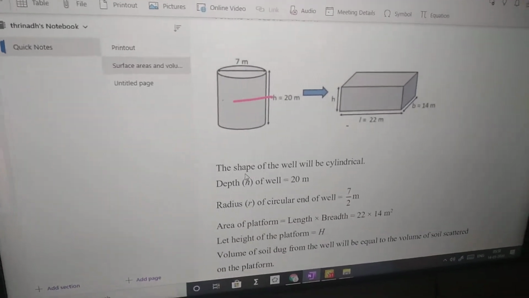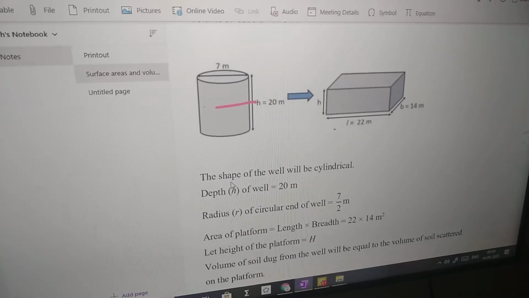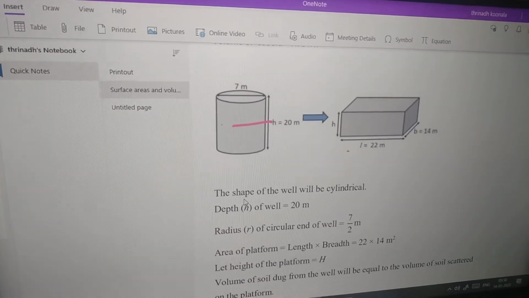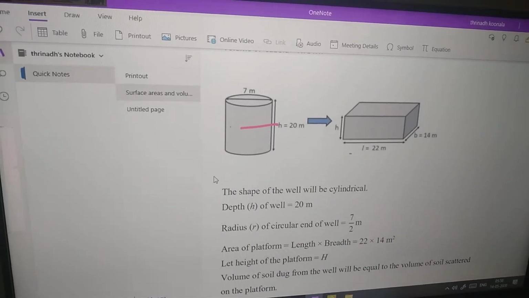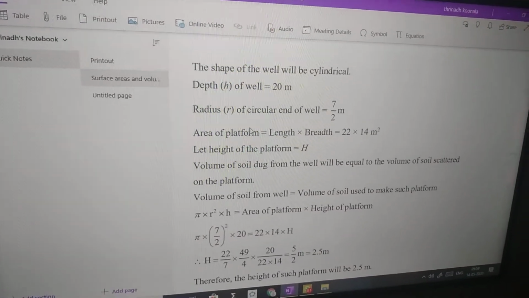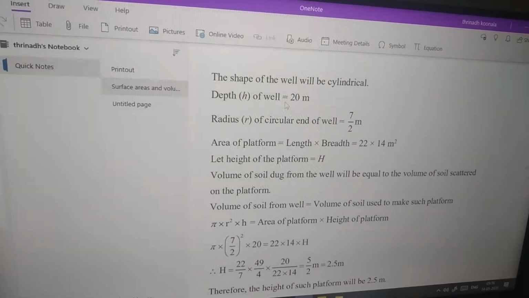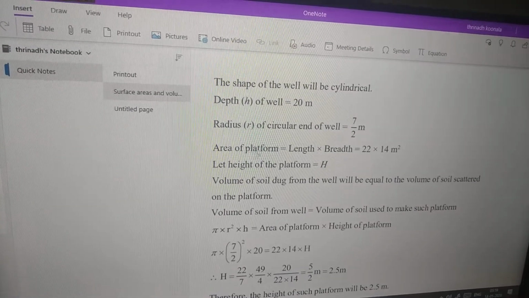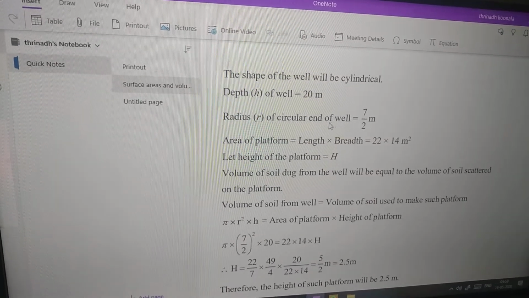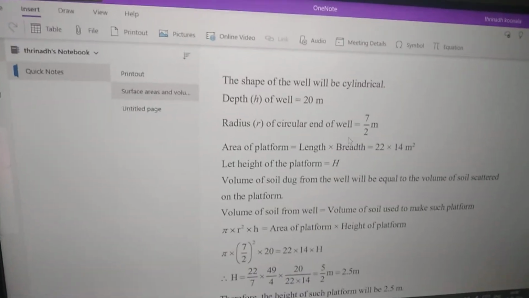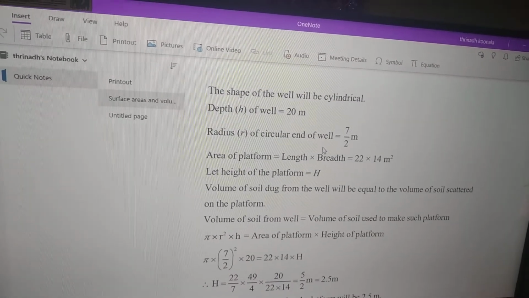The volume of sand taken out from the well is equal to the volume of sand spread on the platform. The shape of the well is a cylinder. So the given measurement, the depth or height of the cylinder, is 20 meters. The diameter is given as 7 meters. Radius is nothing but half of the diameter, so 7 by 2 meters is the radius of the cylindrical well.